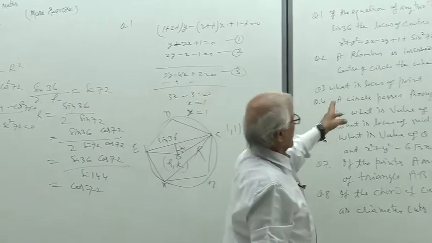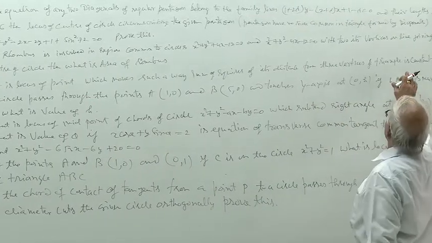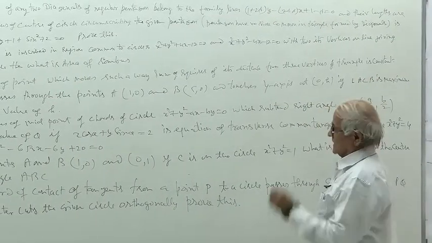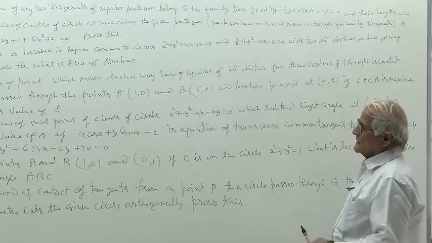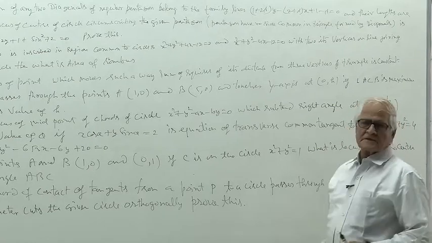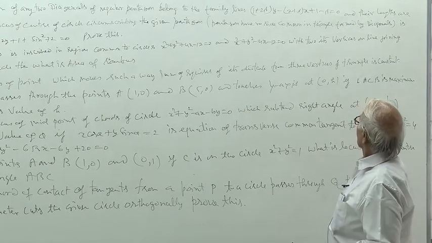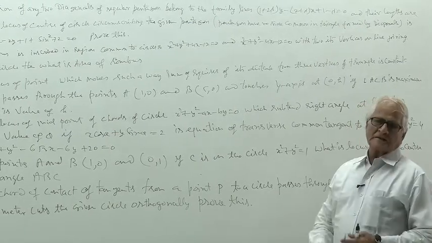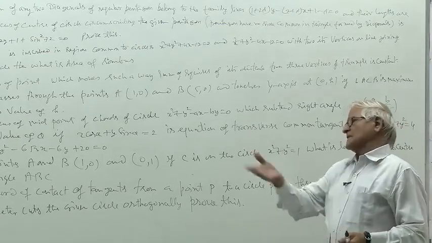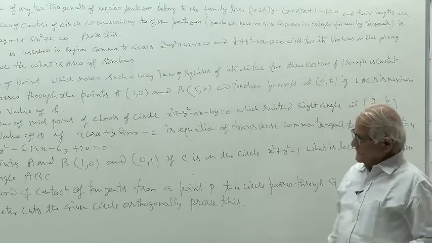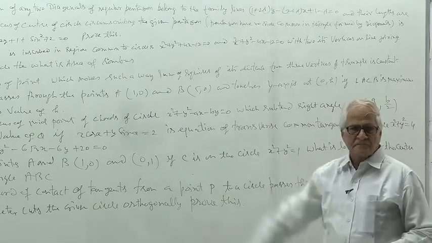What is the locus of the point which moves in such a way that the sum of the squares of its distances from the 3 vertices of the triangle is constant? Now you see. Let the locus be HK. Suppose the triangle has vertices x1, y1, x2, y2, x3, y3. And now take the distances and take the sum and put it equal to a constant term.